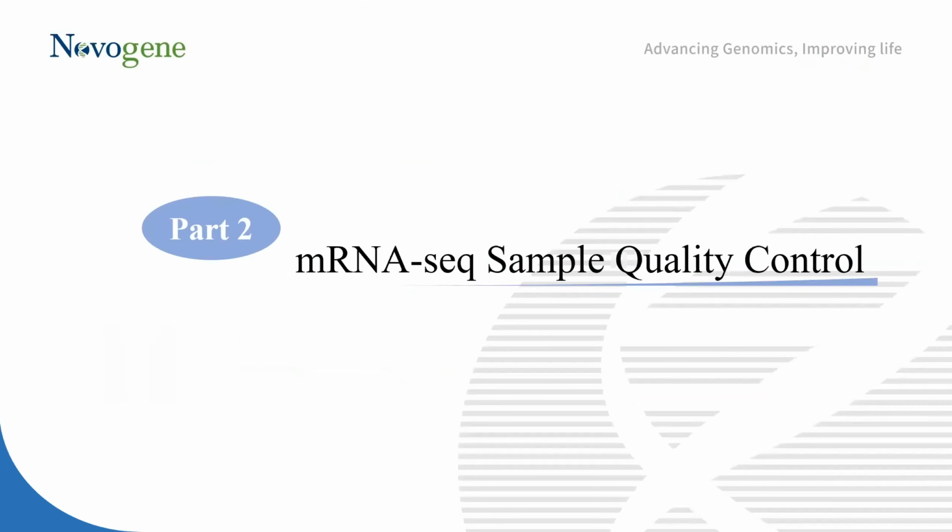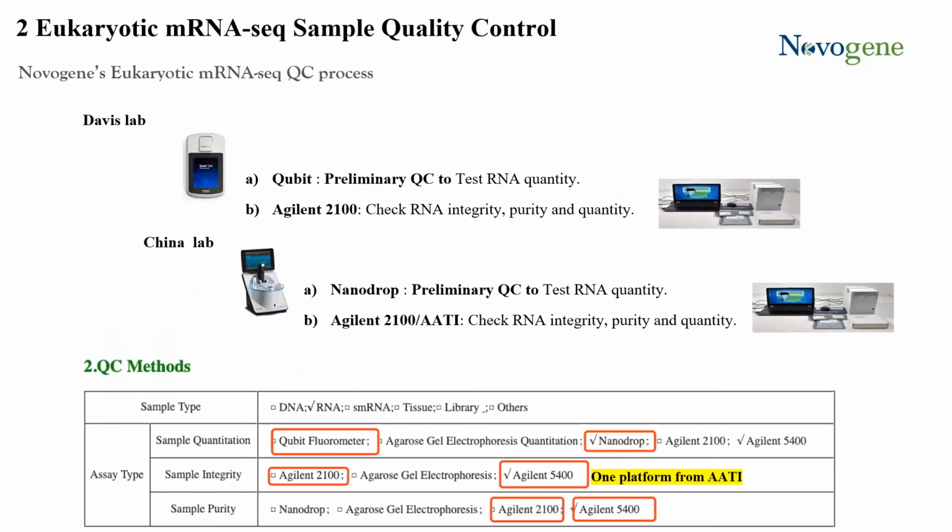So let's look into sample quality. So how do we check the quality? We have two labs, at Davis and our global sequencing center in China. In the Davis lab, we use Qubit to test the RNA quantity, and Agilent 2100 to check the integrity and purity, whether the RNA is degraded or not. So it's very important to check the integrity. We use Agilent 2100 in the Davis lab. In the China lab, we use NanoDrop to test the RNA quantity, and always Agilent 2100. And also we have Agilent 5400. It's the fragment analysis for high throughput quality check.